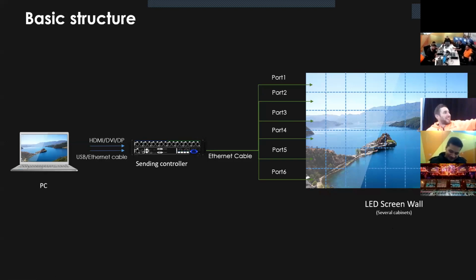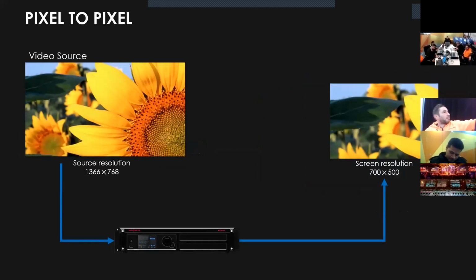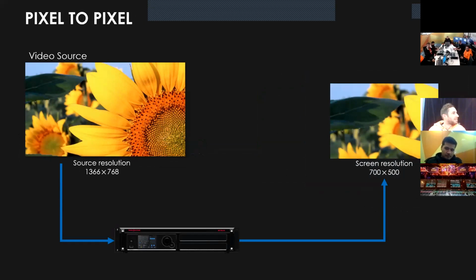All right, after that, I think we have to know another thing about the method. We have pixel to pixel. You would say, what is pixel to pixel? Yes, I think you might know that kind of situation. If your video source is a big one, just a full HD or 1366 by 768, but your screen resolution is 700 by 500.